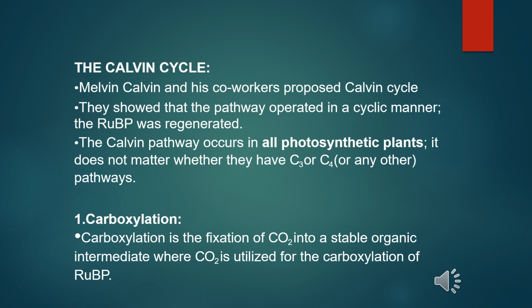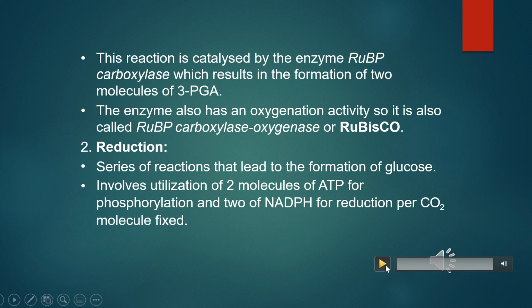So the first step is carboxylation. Carboxylation is the fixation of carbon dioxide into a stable organic intermediate, where carbon dioxide is used for the carboxylation of ribulose bisphosphate. This reaction is catalyzed by the enzyme ribulose bisphosphate carboxylase, which results in the formation of 2 molecules of 3-PGA. The enzyme also has an oxygenation activity, so it's also called ribulose bisphosphate carboxylase oxygenase or Rubisco. Rubisco is the most abundant protein present in plants on the earth.